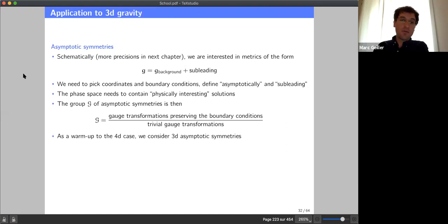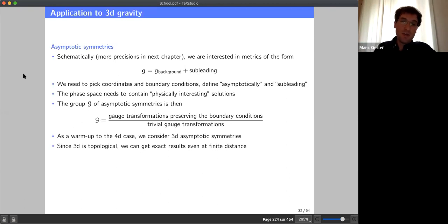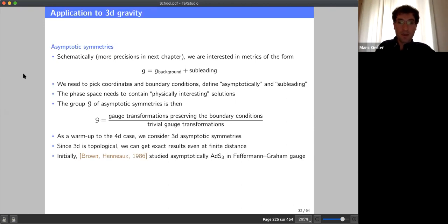So again, as a warm-up to the 4-dimensional case, we want to do just this in 3D and consider 3-dimensional asymptotic symmetries. What is peculiar but nice at the same time is that since 3-dimensional gravity is topological, we can in 3D get exact results even at finite distance. So you can forget this notion of asymptotically or subleading, because everything is completely exact at every order.